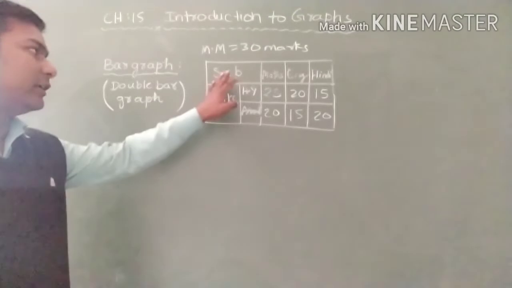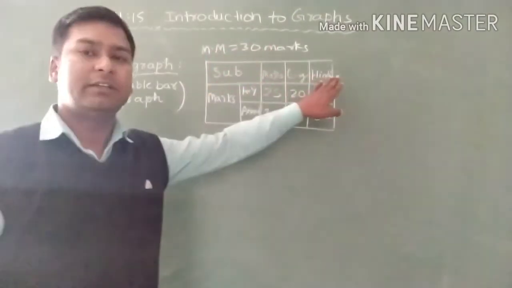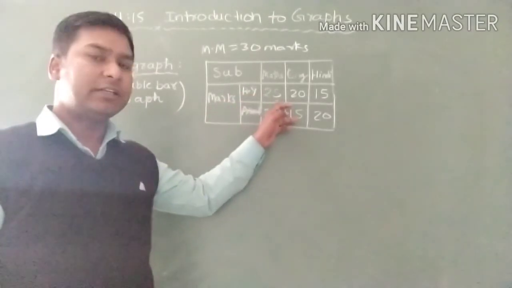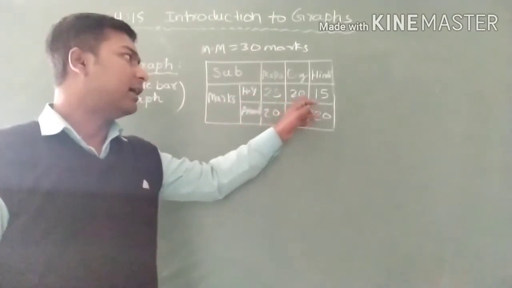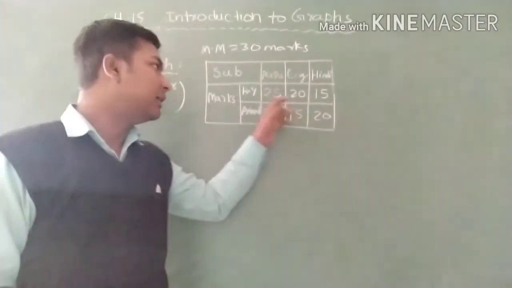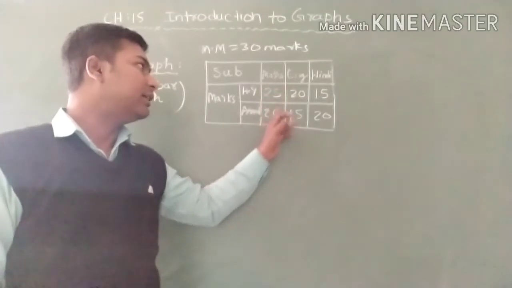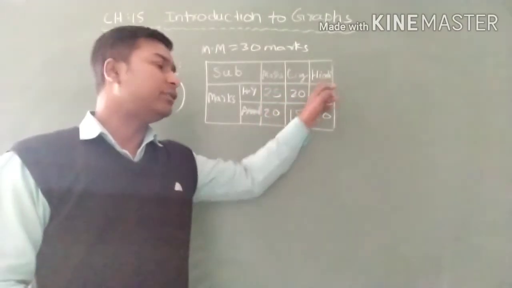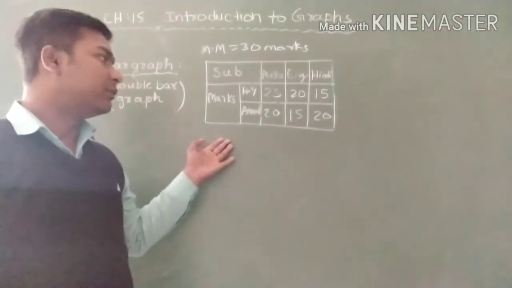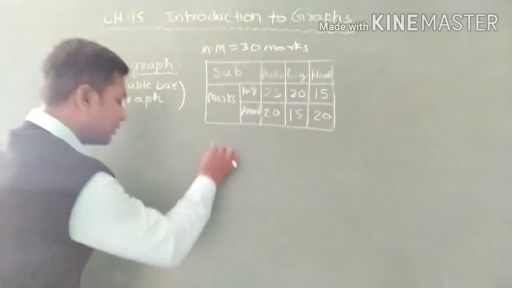The data is given, maximum marks 30, subjects maths, English, Hindi. In the half yearly examination, maths is 25, English 20 and Hindi 15 marks. In the annual examination, maths is 20, English 15 marks, Hindi 20 marks. This data is given here and we have to draw a double bar graph. So how can we draw it?